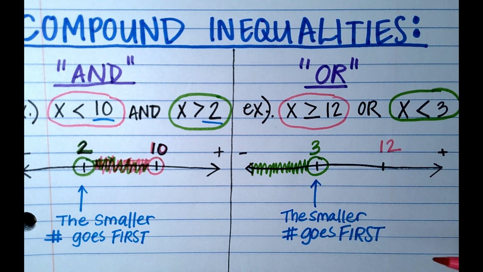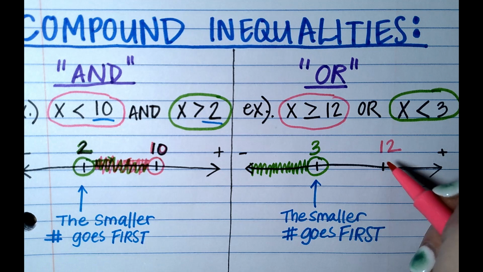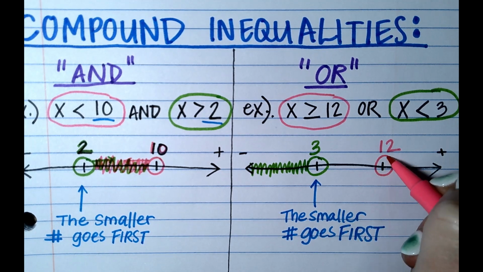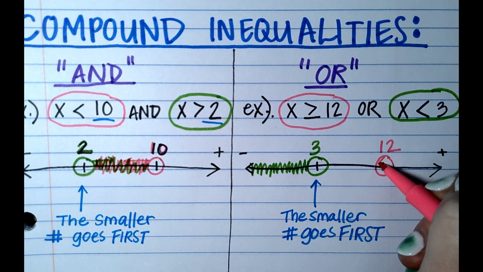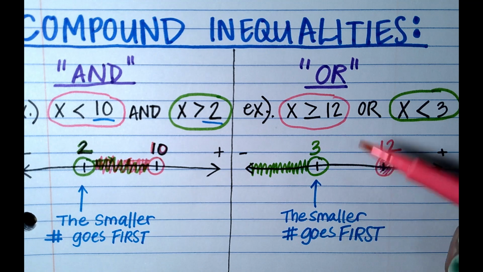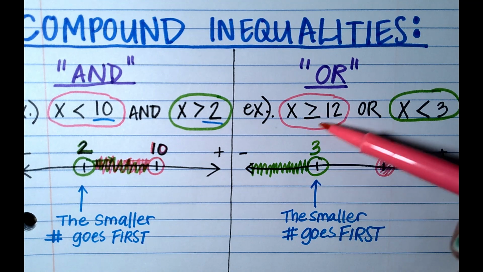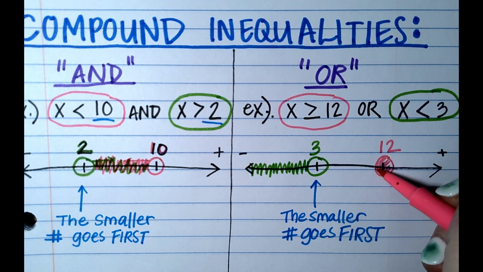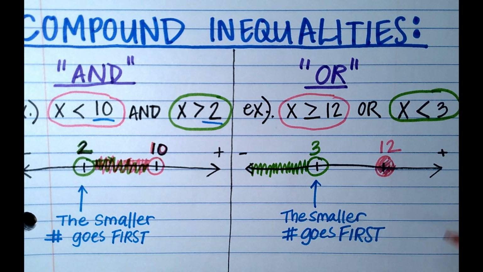Now 12, I have x is greater than or equal to 12. So my circle, is that going to be open or closed? Closed. Why am I closing this? We're including 12 because it could be greater than 12, but it could also be equal to 12. So we color it in. And what direction do I shade? To the right.